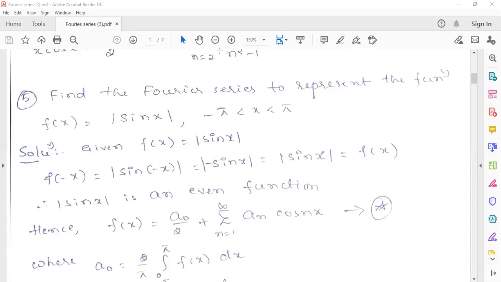Based on that, we discussed a few problems: how to find the Fourier series expansion by checking whether the function is even or odd. I'm going to discuss a few more problems based on that. First we have to conclude whether the given function is even or odd. After concluding, in case it is an even function, you have to find the Fourier coefficients A0 and An. In case it is an odd function, then you have to find Bn.